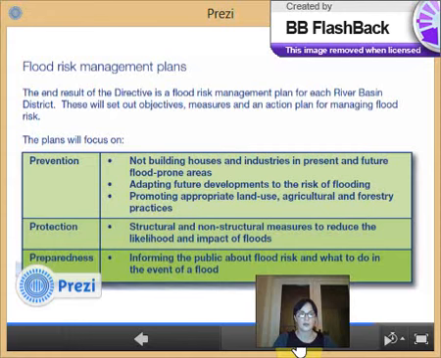B, protection, and this will include structural and non-structural measures to reduce the likelihood and impact of floods. And finally, C, preparedness, and this involves informing the public about flood risk and what to do in the event of a flood.